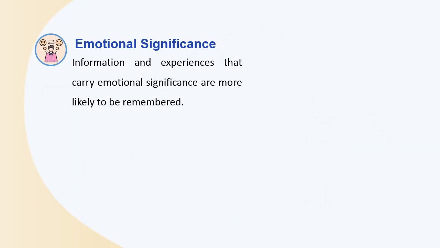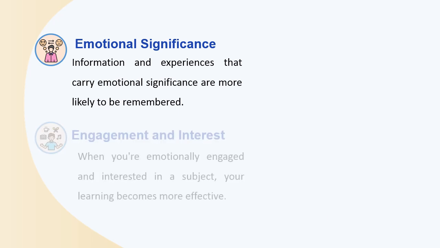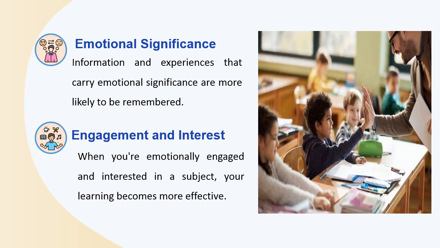1. Emotional significance. Information and experiences that carry emotional significance are more likely to be remembered. Think about a time when you felt a strong emotion, such as joy, fear, or surprise. Chances are you remember that event vividly. 2. Engagement and interest. When you're emotionally engaged and interested in a subject, your learning becomes more effective. Enthusiasm for a topic makes the learning process smoother and more enjoyable.